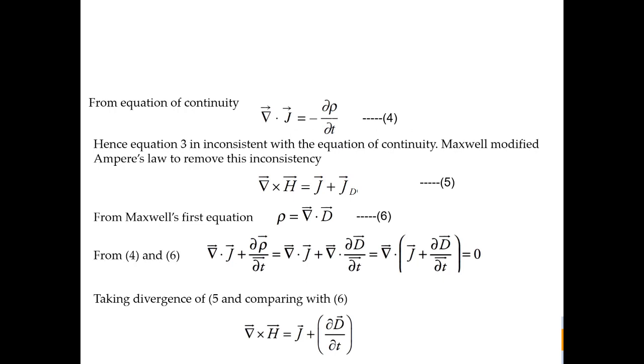So we have to assume something, and Maxwell modified Ampere's law and added an additional term which he called the displacement current to the conventional current. So now we have the modified Maxwell's equation, del cross H equals J plus JD, where JD is the displacement current.